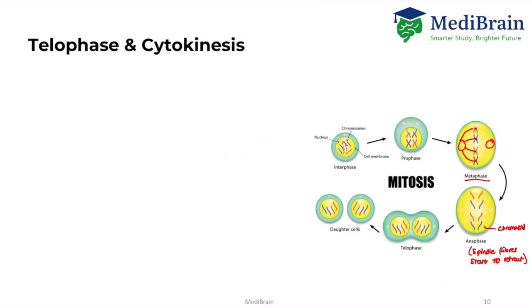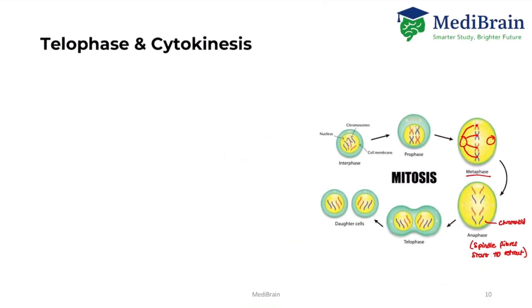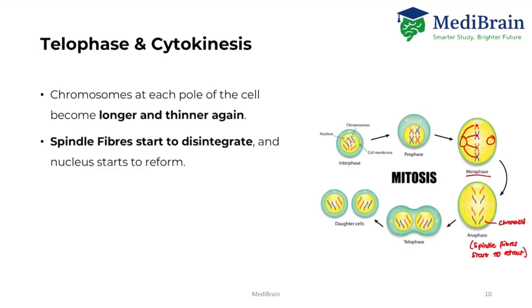Now in telophase, it's really short what happens. In telophase, you've got these two key points. As you can see, the chromosomes are at each end of the pole. They become longer and thinner. Key point there: longer and thinner. The spindle fibers start to disintegrate and the nucleus starts to reform. So I've made it very concise there. That's basically what you need to know in terms of telophase.